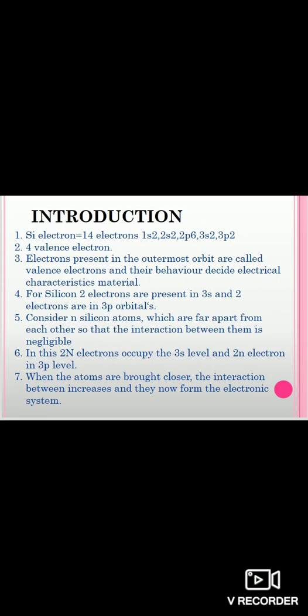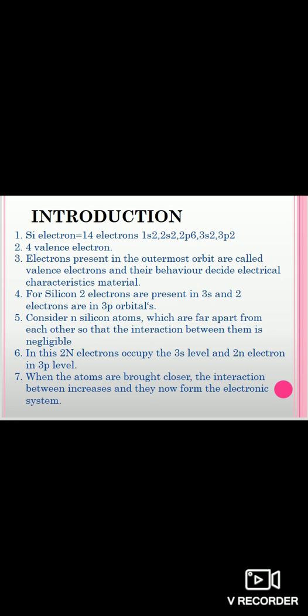In the introduction, silicon has 4 valence electrons, with the configuration 1s2, 2s2, 2p6, 3s2, 3p2. The 4 electrons present in the outermost orbit are called valence electrons, and their behavior decides the electrical characteristics of the material. For silicon, 2 electrons are present in the 3s and 2 electrons are present in the 3p orbital.